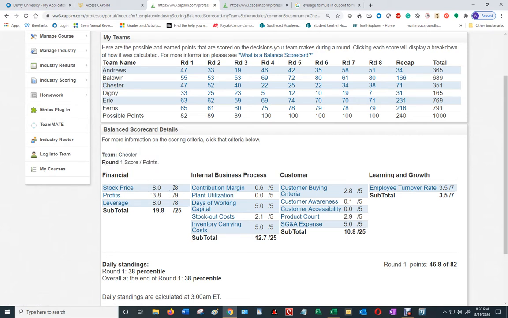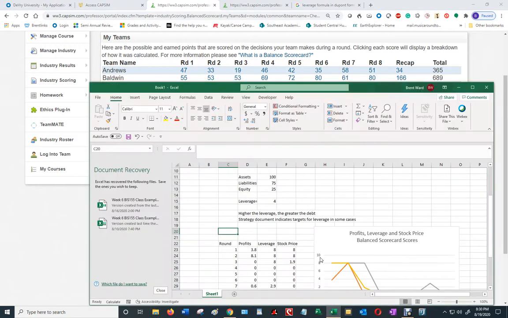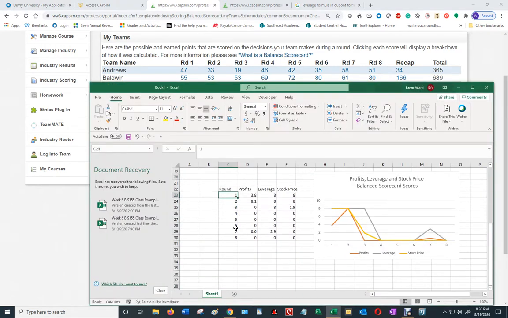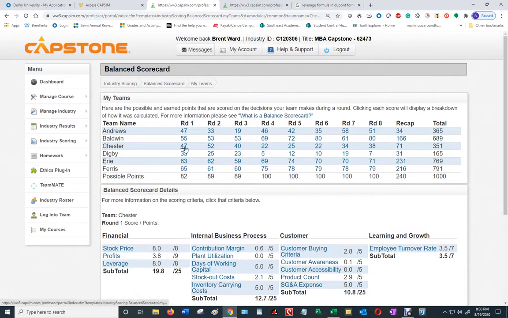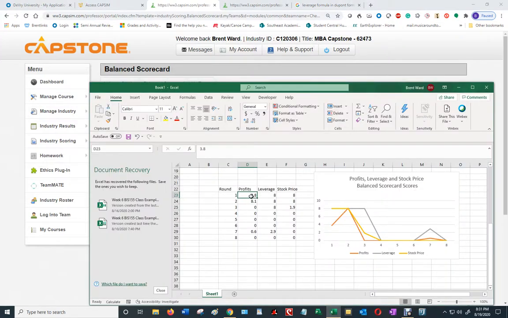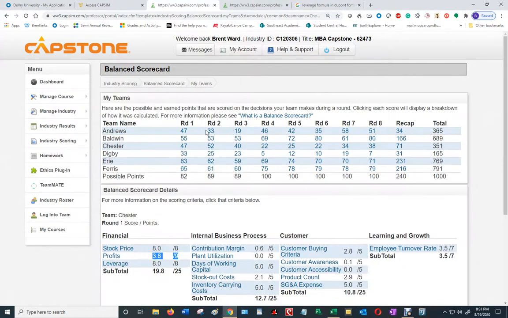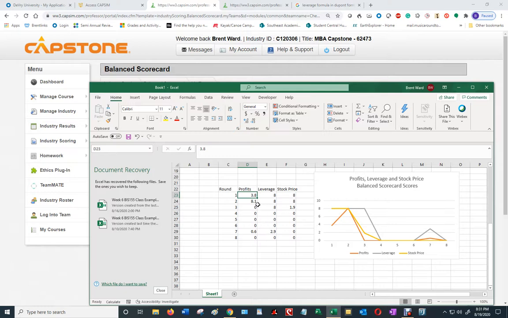So what I did here was I had round 1, 2, 3, 4, 5, 6, 7, 8, and then I went through for profits through every week. So you can see that in round 1, for financial, for profits, Chester had 3.8 out of 9, and that was what I put here, 3.8. And then I went to round 2 for Chester and found they had 8.1 out of 9. So I put 8.1 here.